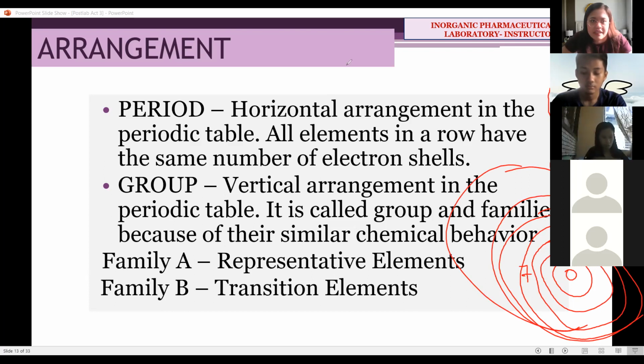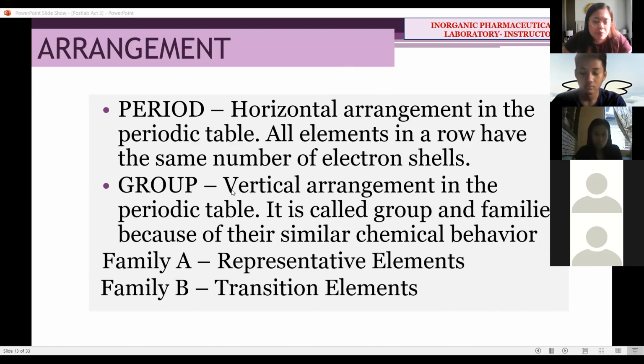Okay? And then, we have groups class. Other names sa group kay family. Parehas lang na sila. Vertical ang ilahang arrangement. Now, naa tay duha ka klaseng family or group sa periodic table. Family A, again, are the representative elements. So, makita na ninyo sa periodic table, Group 1A, Group 2A, Group 3A. And ang katong naa sa tunga, they are the family B or the transition metals.